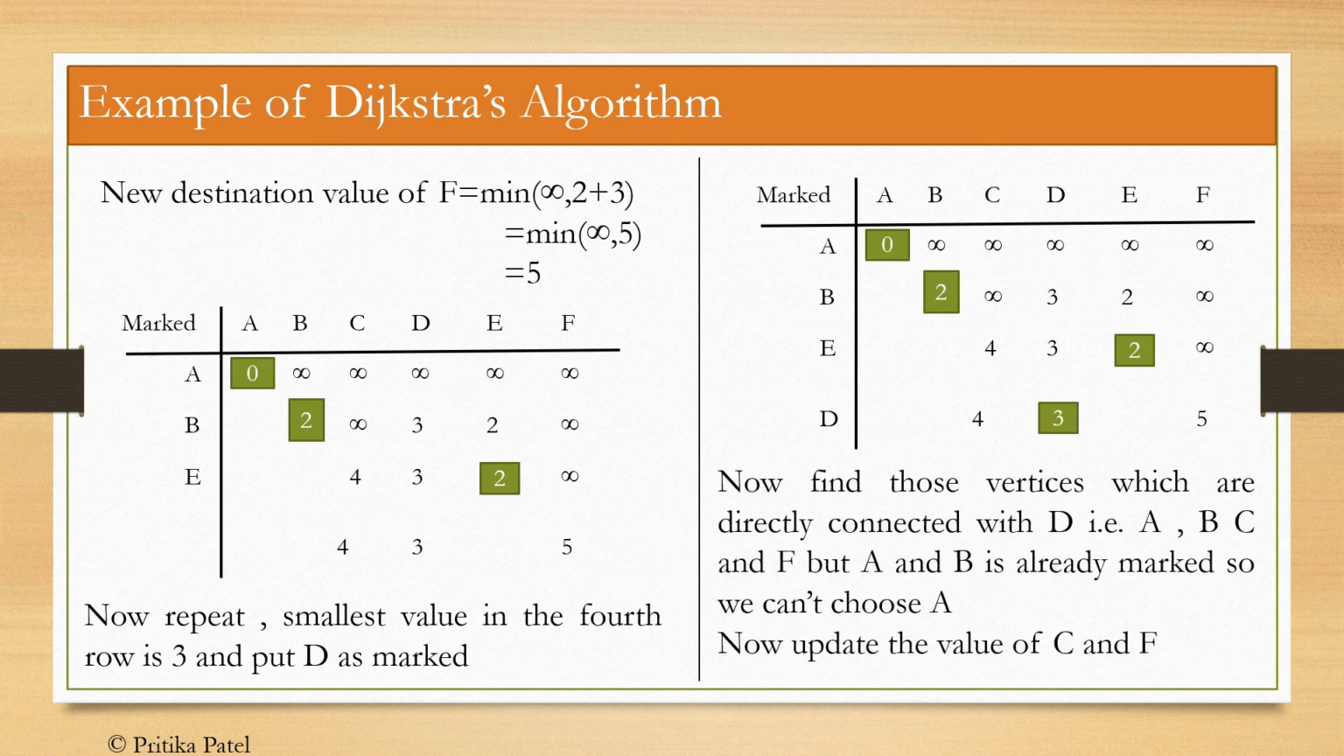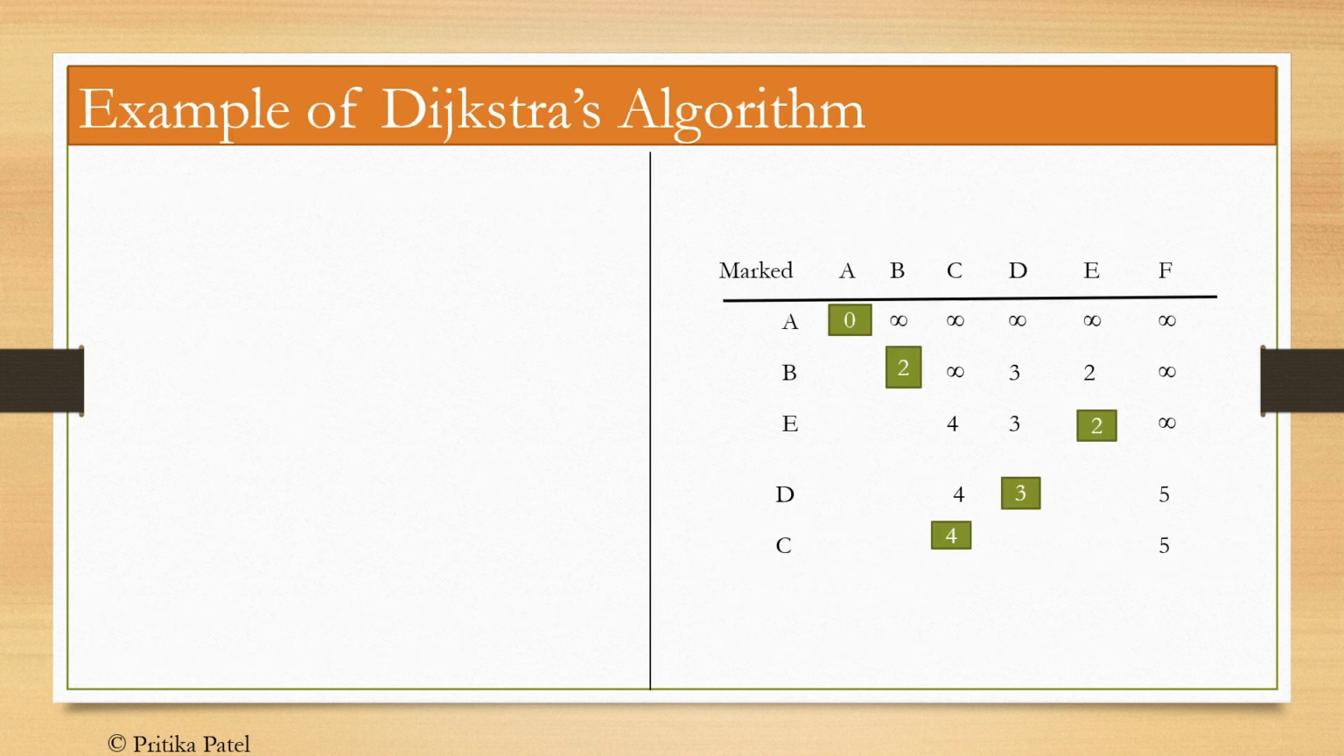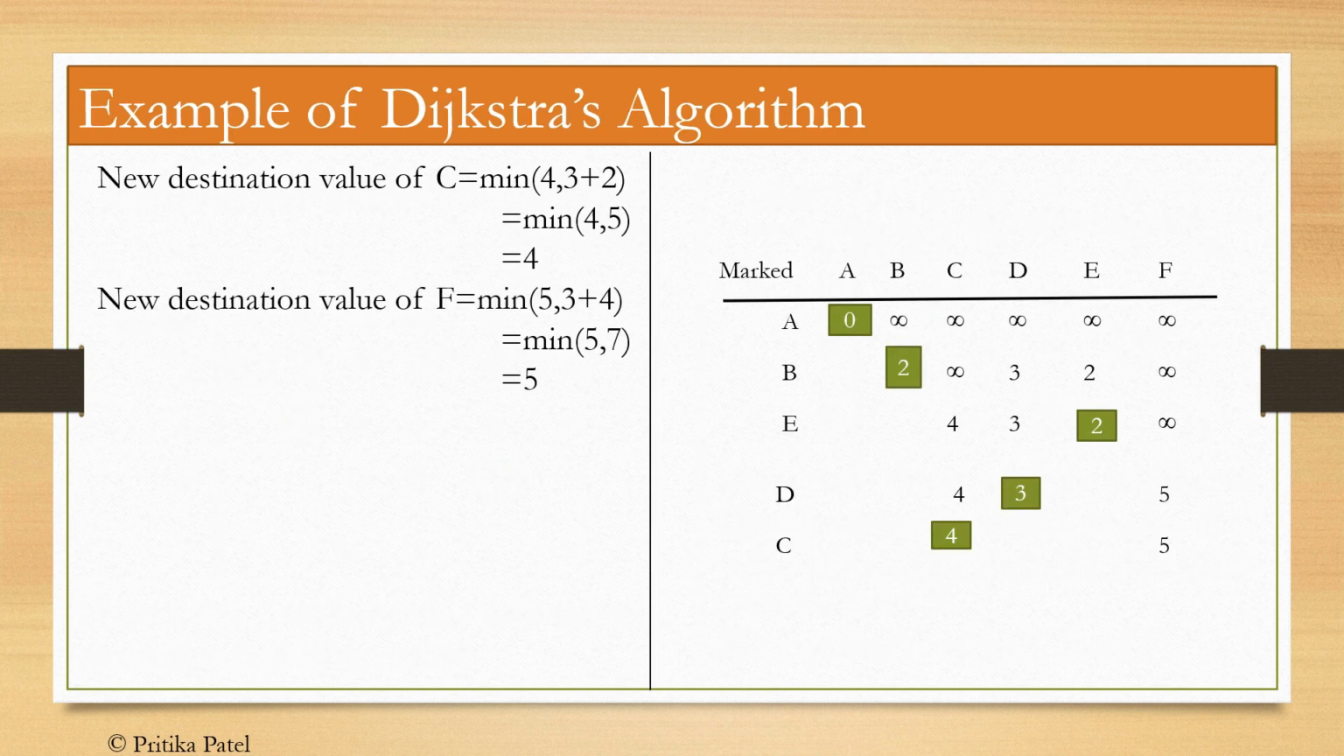Now find those vertices which are directly connected with D, that is A, B, C and F. But A and B are already marked, so we can't choose A and B. So now we have to only update the values of C and F. The new destination value of C is equal to the minimum of the old destination value of C, that is 4, and the mark value 3 plus the edge weight 2. So the minimum of 4 comma 5, that is 4.